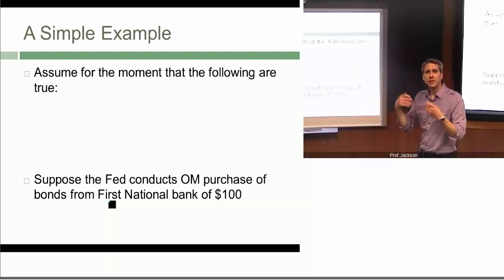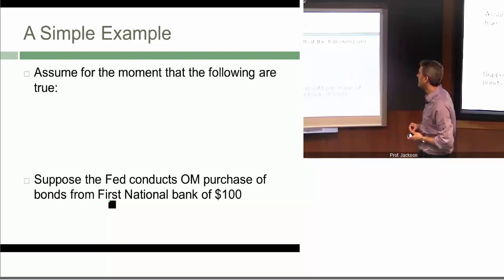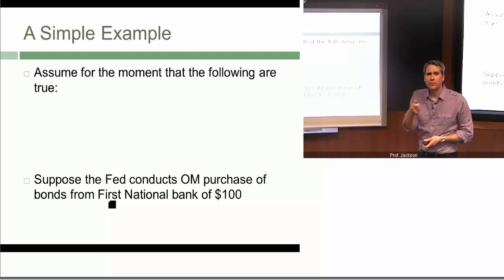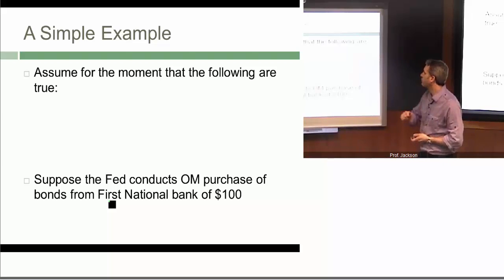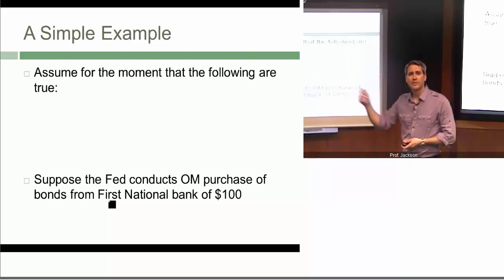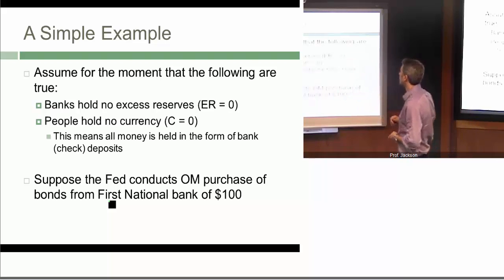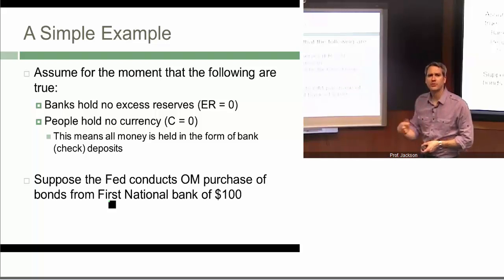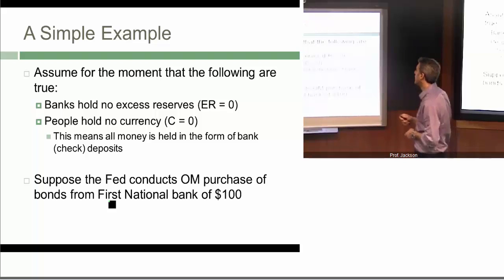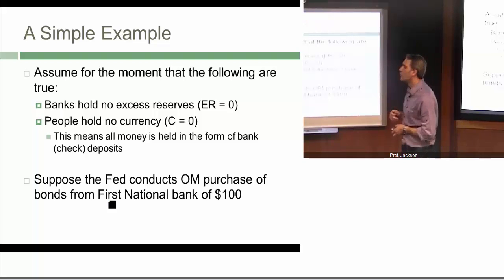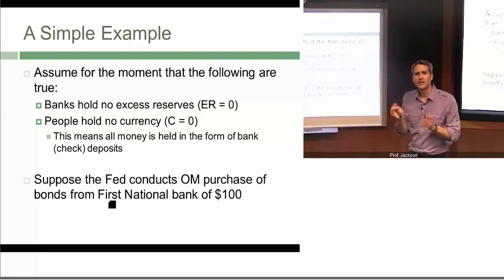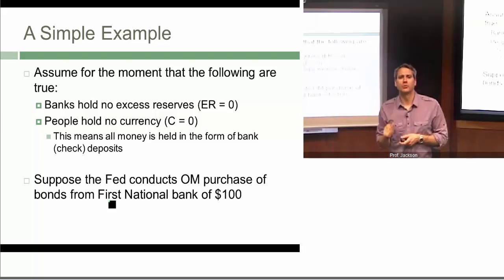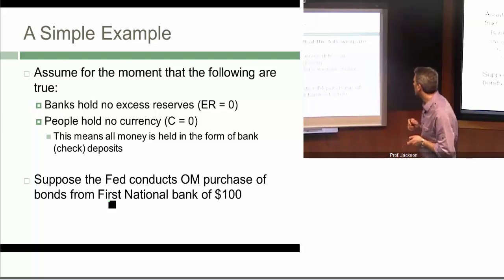So to create an example for this, let's assume that two things are true. These are completely ridiculous assumptions, but in the next video later on, we're going to relax them. First of all, let's assume that banks hold no excess reserves. The only reserves they hold are required reserves. And second, let's assume that people hold no currency. So all the money that they have is in the form of checkable deposits in banks, okay?